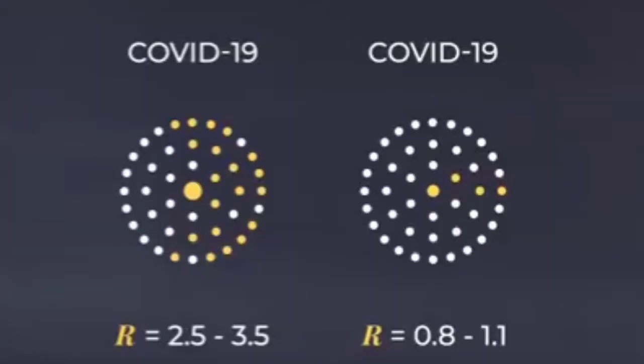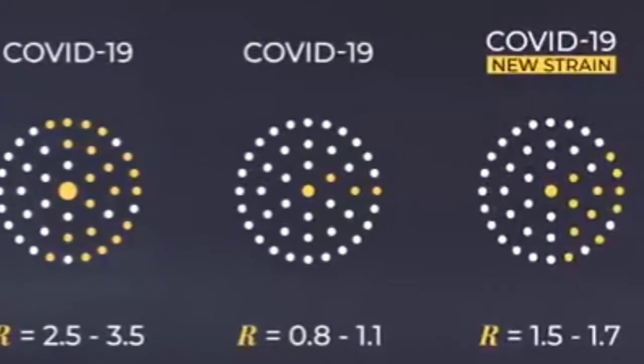But by implementing those restrictions, these numbers came down to 0.8 to 1.1. This means an infected person can transmit to one person on average. If we look at the reproduction number of the mutated version, it increased, and the reproduction number of the new strain is between 1.5 and 1.7. And this increase in reproduction number is really something to be concerned about. According to scientists, the new strain is 70% more contagious than the original virus, and the number of infected people will increase rapidly. Scientists are really concerned about the transmission rate of this particular virus. There is no evidence that this virus is more deadly.